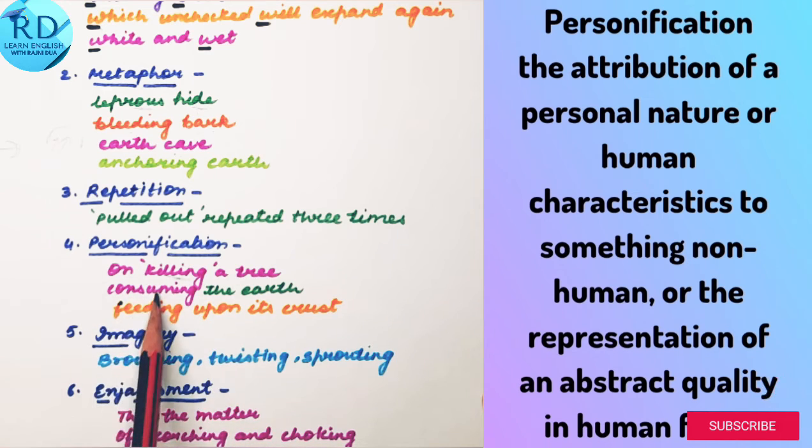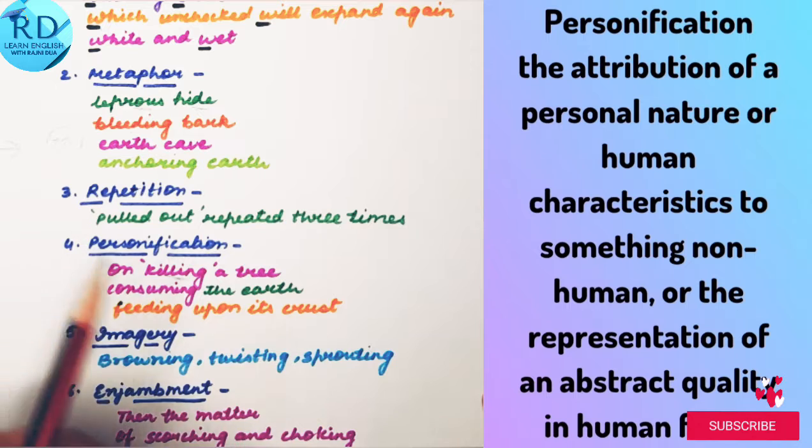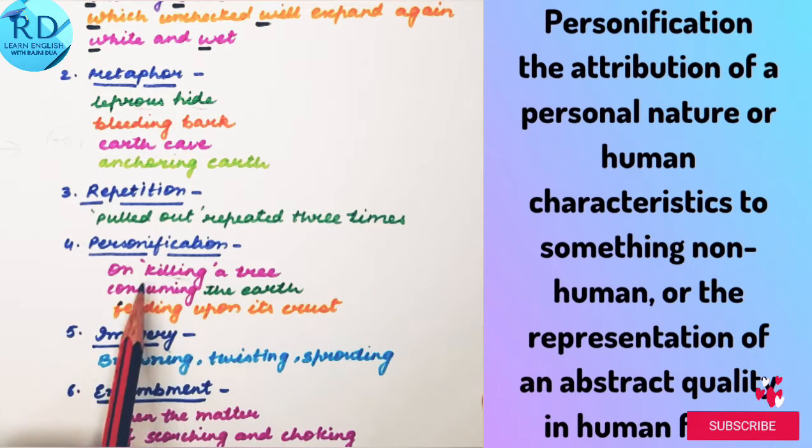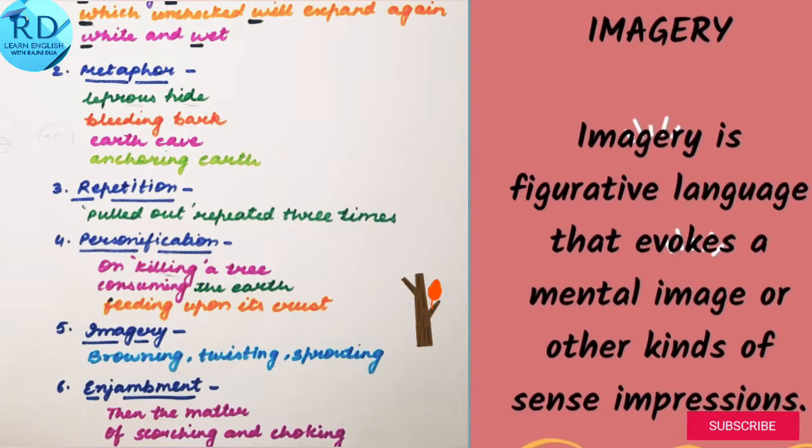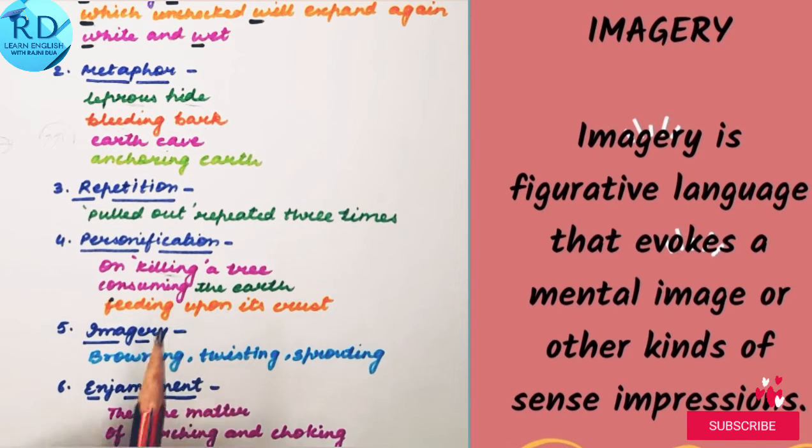And tree is presented as if it is consuming the earth, eating the earth, feeding upon its crust, as if eating. So this is personification, where the tree is presented as a human being. Next is imagery. We can imagine everything happening in front of our eyes, and the whole poem contains imagery. For example, browning. You can imagine the branches becoming brown, the green part of the tree becoming brown, twisting. So whenever it gets hardened, it twists. So you can imagine that.